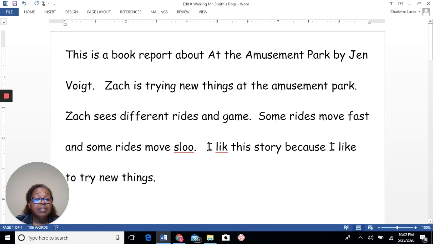That E would make that A say "faced." Now I think we have it right. "Fast." Some rides move fast. There are no squiggly lines, so that's correct. Some rides move fast and some rides move slow.